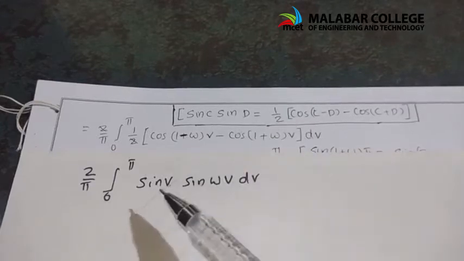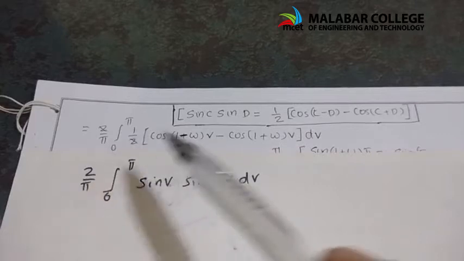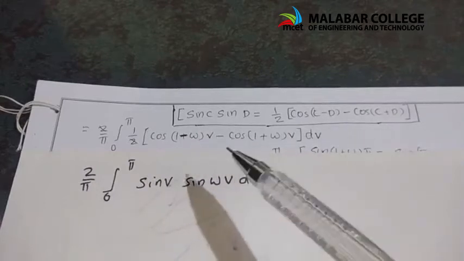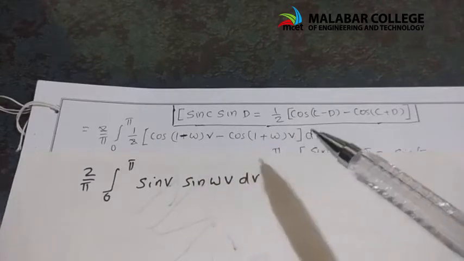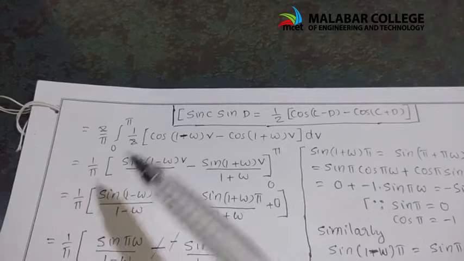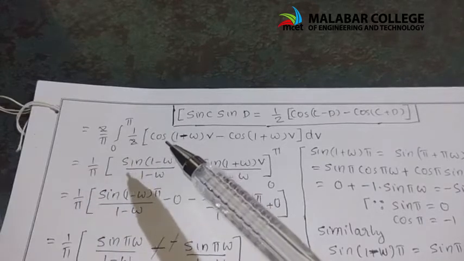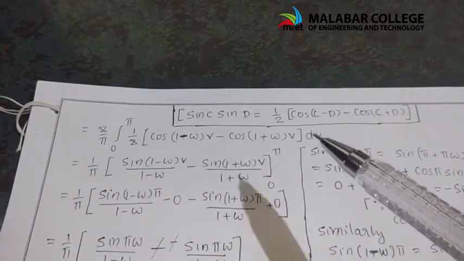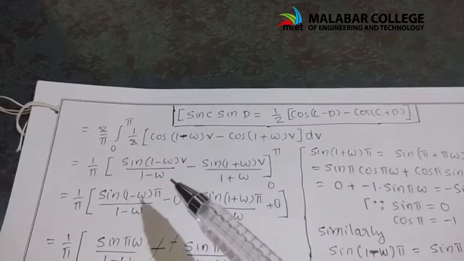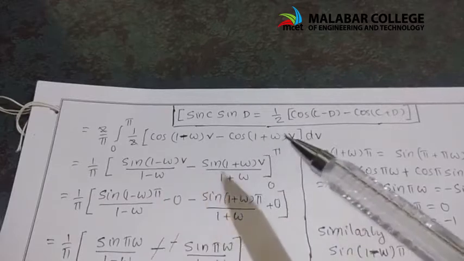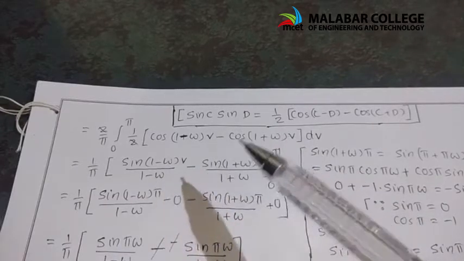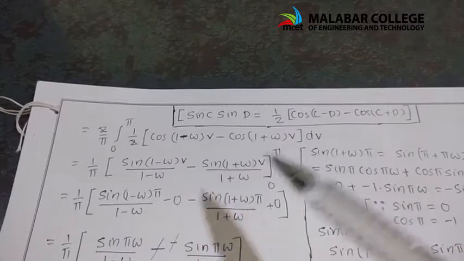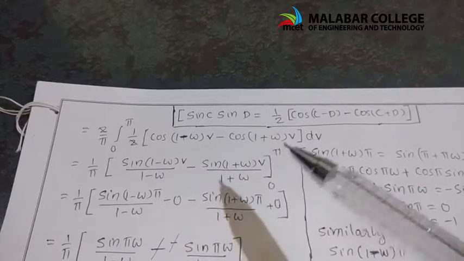So applying the formula for sin v sin omega v, we get 2 by pi into 1 by 2 into cos of 1 minus omega v minus cos of 1 plus omega v dv, and integrating this function, the 2 and 2 are cancelled. The integral of cos is sin of 1 minus omega v, and since we are integrating with respect to v, with 1 minus omega there we have to divide by 1 minus omega, minus the integral of cos, which is again sin of 1 plus omega into v divided by 1 plus omega. The integral is from 0 to pi.